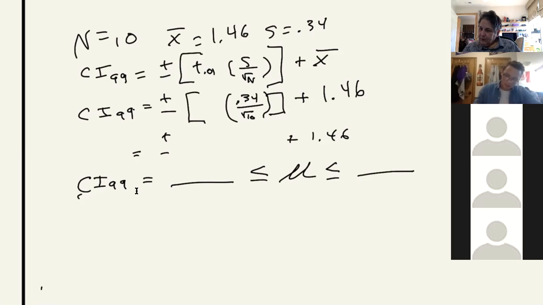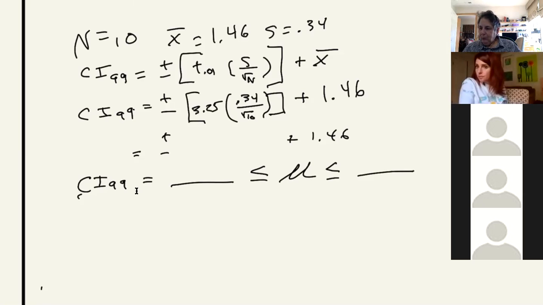I got the high number being 1.82. Anybody else? I got the same. Say it again. 1.82. And then the low number, I got 1.1. Anybody else? I got the same. That's great. Okay, so for the 99%, I should have left the 95% up.